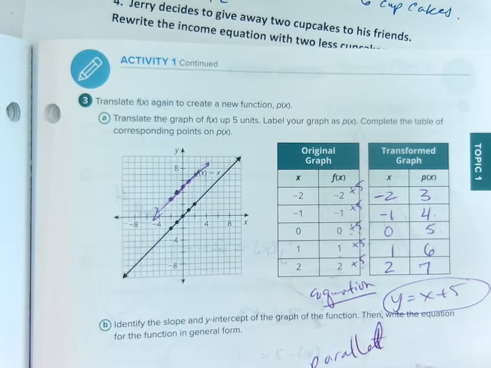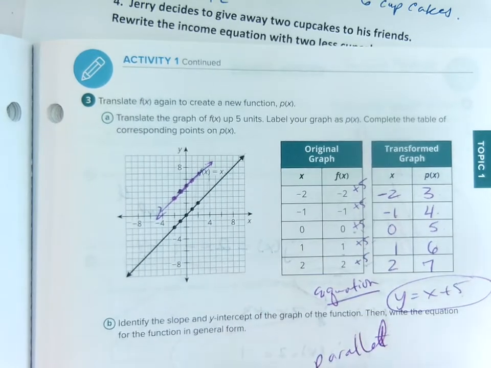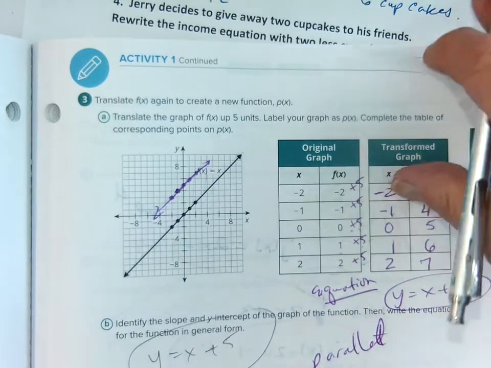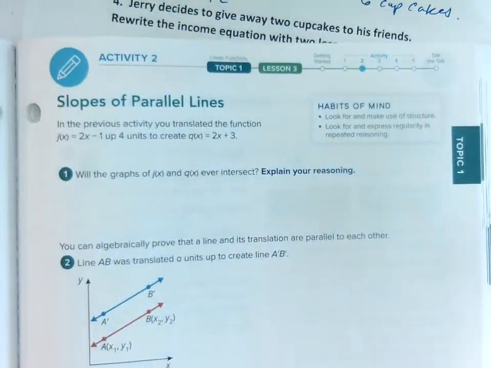An easy way to do that is just say the equation is y equals x plus 5, because I'm just adding 5. Take my parent function, and I'm just adding 5 to it. That's all I'm doing. Super easy, okay? And they are parallel.